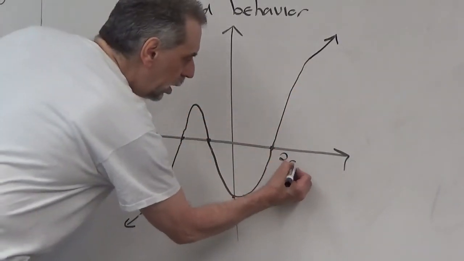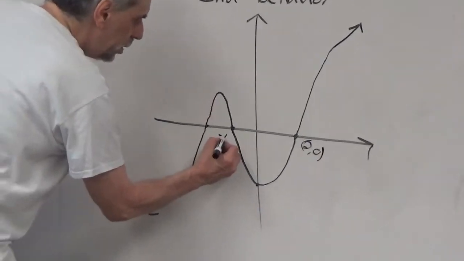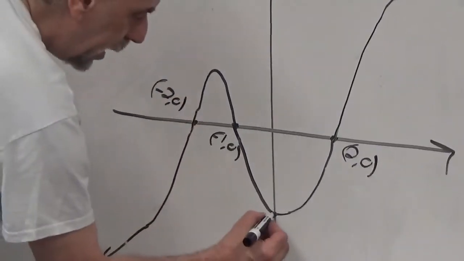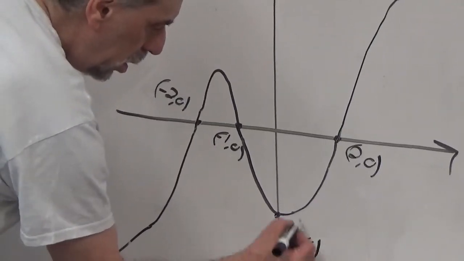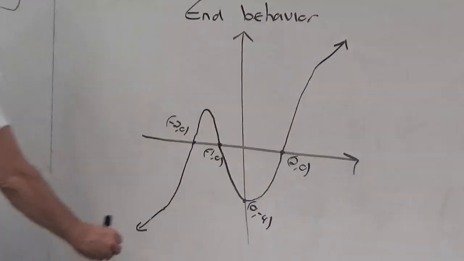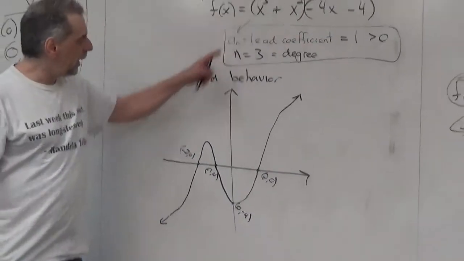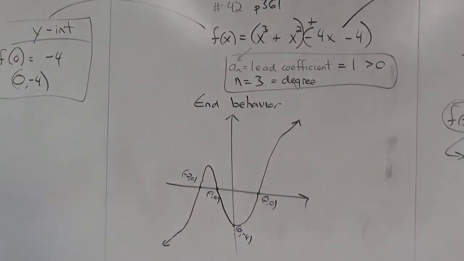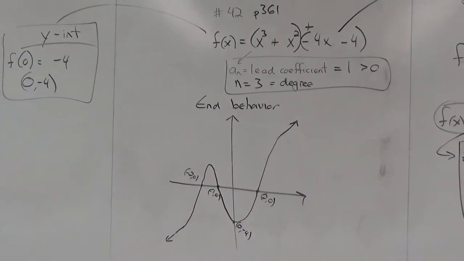So we want to label our x-intercepts, label your y-intercept, put arrows on the ends, check again, degree 3, at most 2 turns, 1 turn, 2 turns, everything makes sense. Good times.